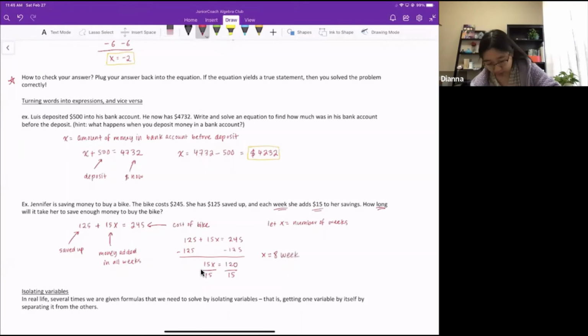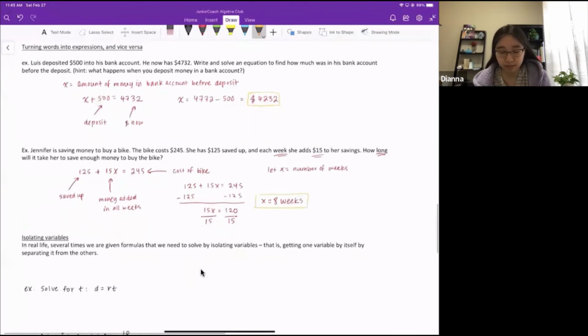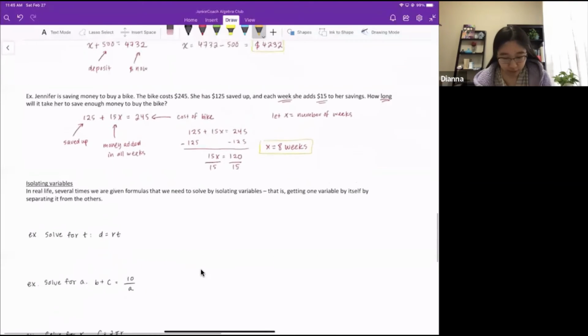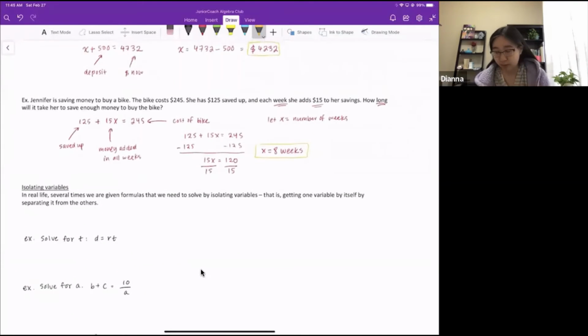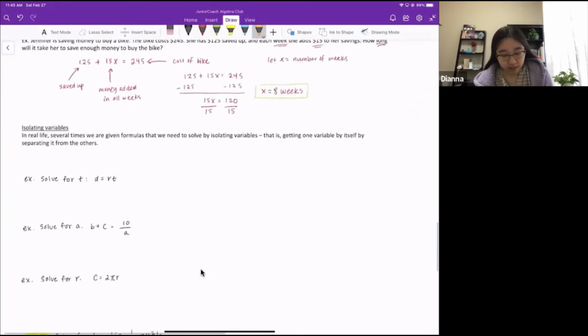I'm going to label number of weeks. And if you're unsure, you can plug it back into the equation. No problem. I'm going to box it again. There we go. So hopefully that's clear, kind of how you use these concepts for word problems. Usually we like to use them to solve money problems, but it can be applicable to other fields as well.